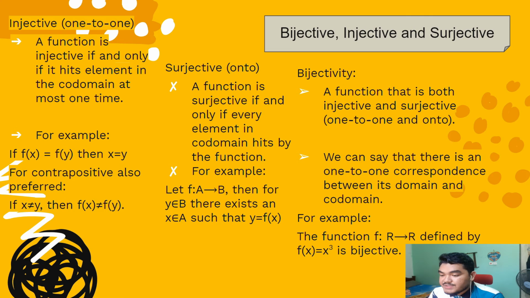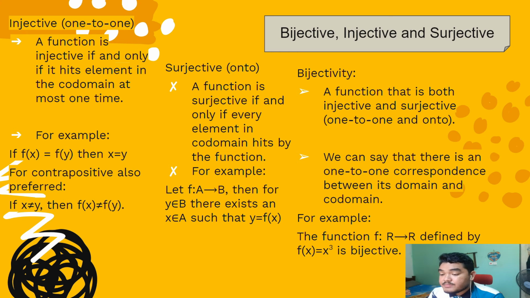Surjective: a function where, if and only if, every element in the codomain is hit by the function. For example, let f map a to b. For every y element of b, there exists an x element of a such that y equal to f(x).